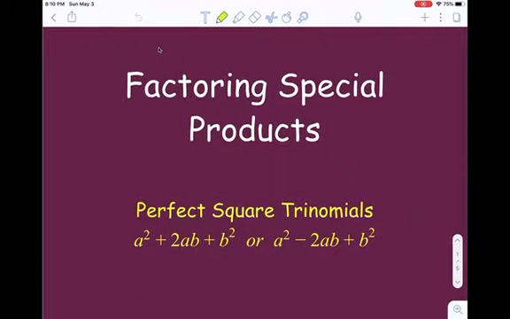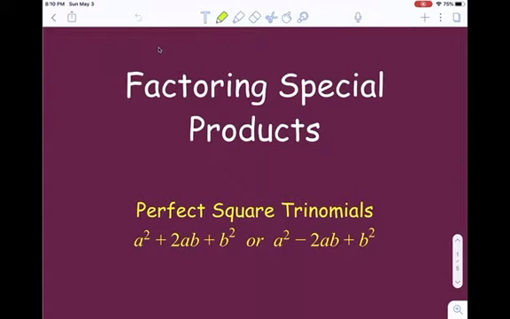All right, let's take a look at another set of problems that are kind of moving in that backwards vein of what we've been doing. So, factoring special products again, and special products are things like difference of squares, perfect trinomials, things like that.